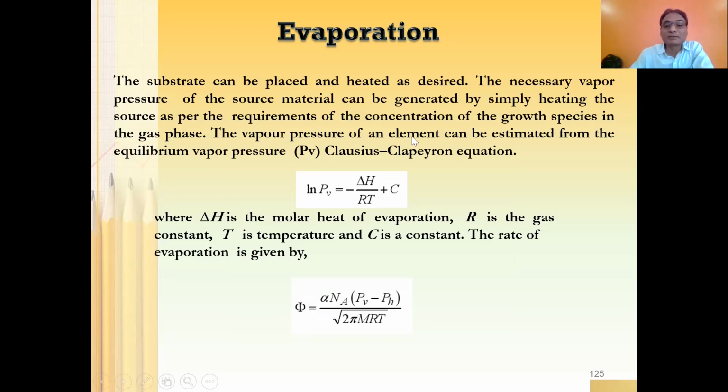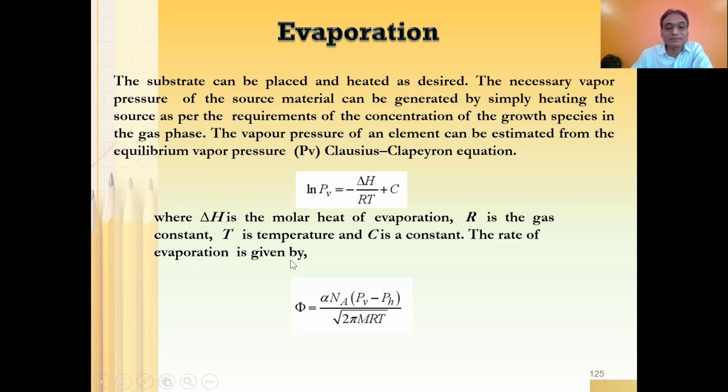The vapor pressure of an element can be estimated from the equilibrium pressure. Okay, and this is going to be the formula for that, right? So log PV is equal to minus delta H over RT plus C. What is delta H? Delta H is the molar heat of evaporation. R is the gas constant, T is the temperature, and C is a constant.